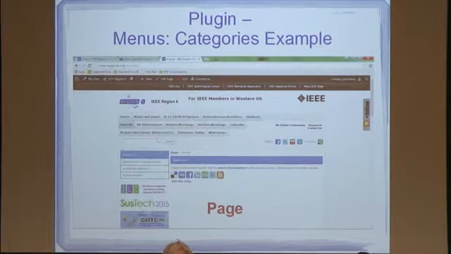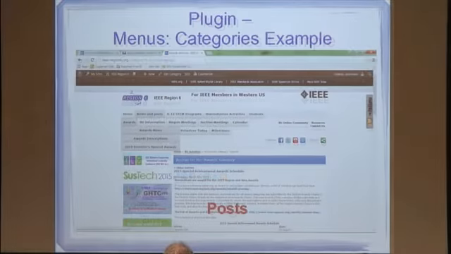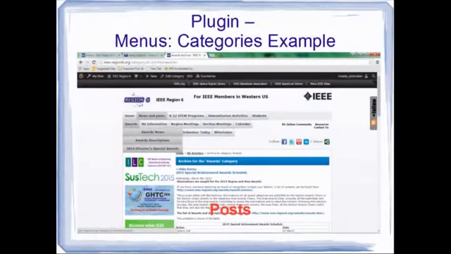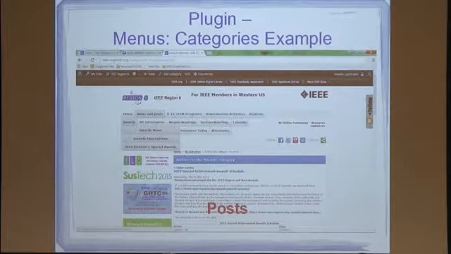I don't know if that makes sense. So if I click on awards, I get the static page. This is our awards static page. If I click awards news, I get the awards category. And so all of the posts that have been assigned category awards show up sequentially from newest to oldest down the list. Does that make sense? Okay, so this is the blogging aspect of WordPress.